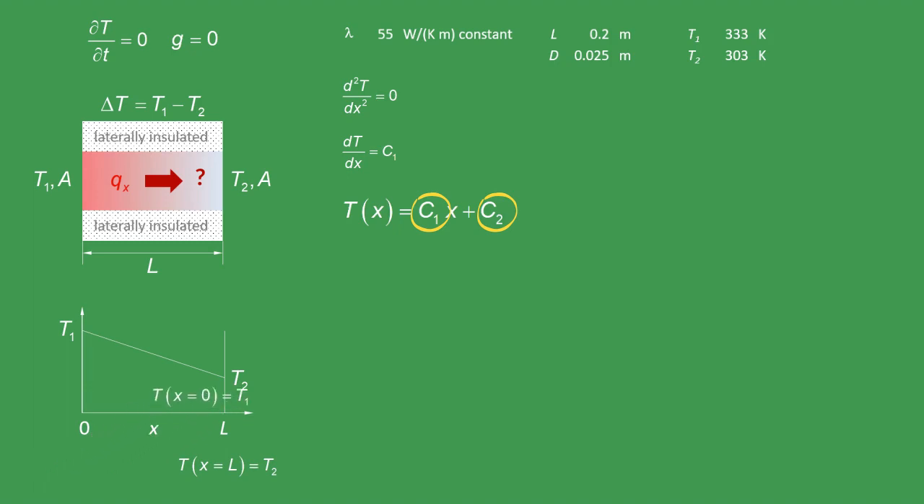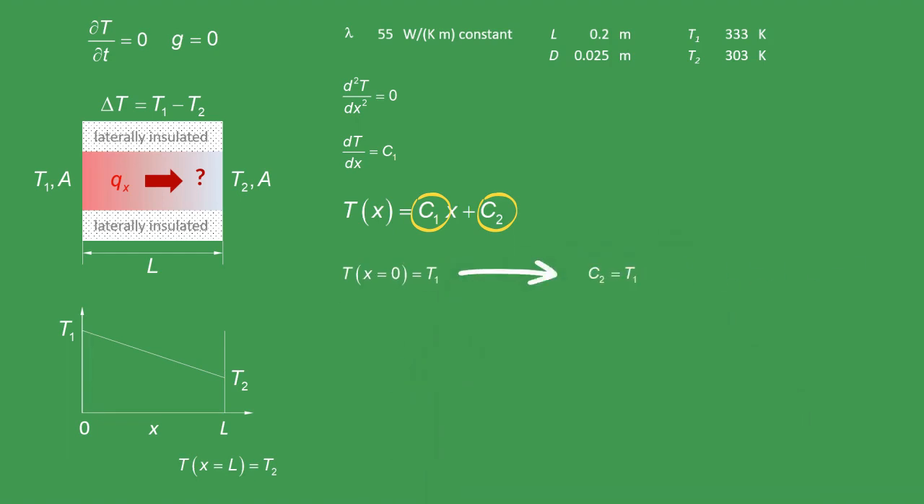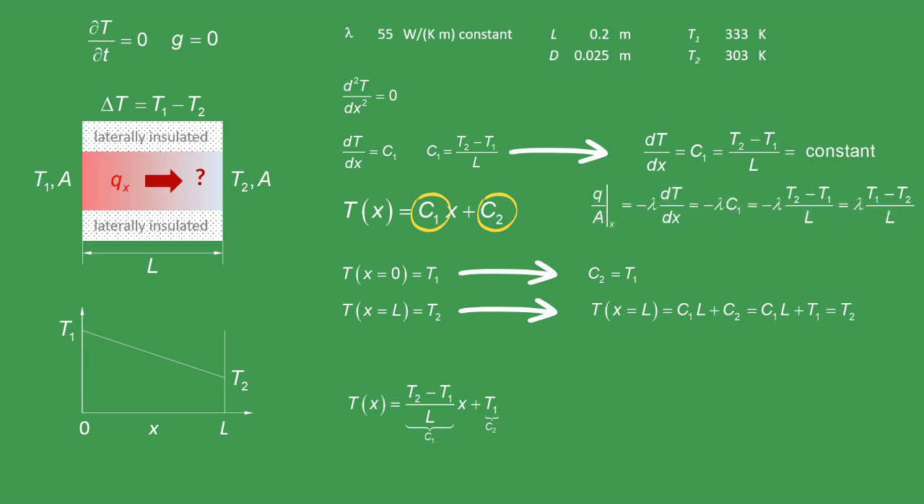From the boundary condition at x equals 0, we deduce that C2 equals T1. From the boundary condition at x equals L, we can find the expression of C1 as a function of the temperatures and the length of the cylinder. Combining all these results, we obtain T as a function of x. Once you have the expression for the temperature profile, you can find the derivative and apply Fourier's law.